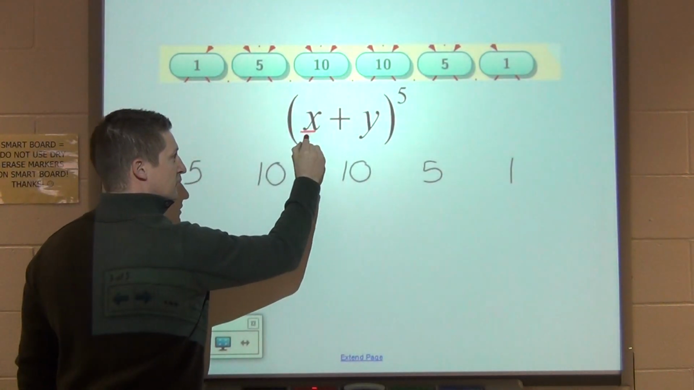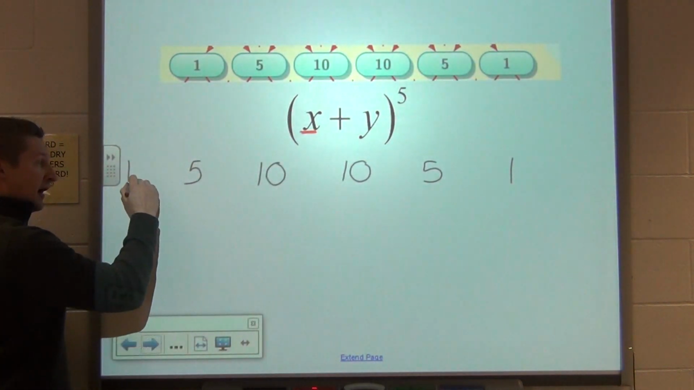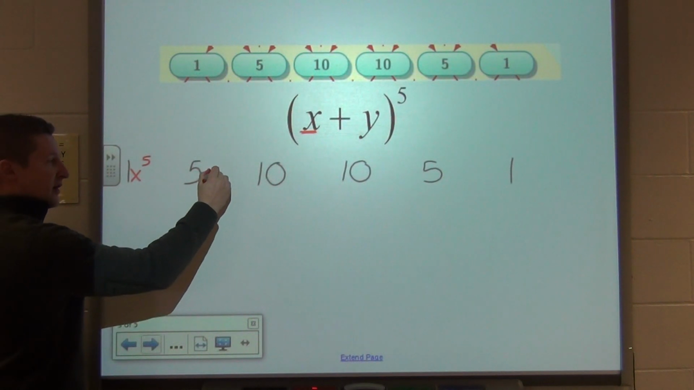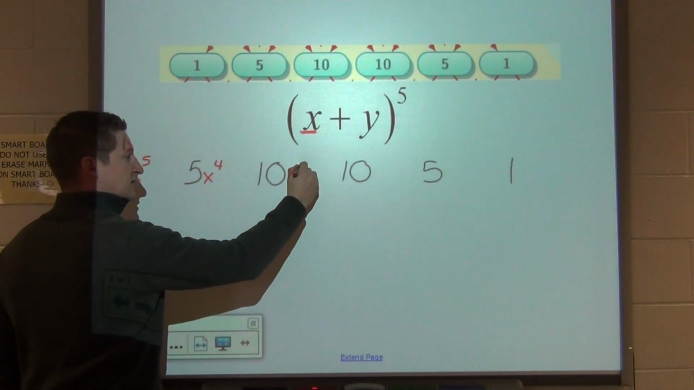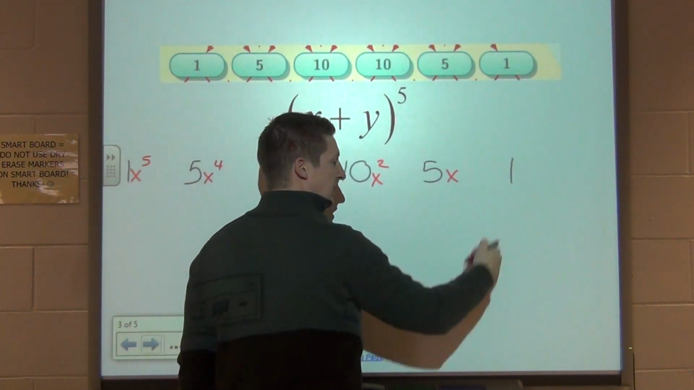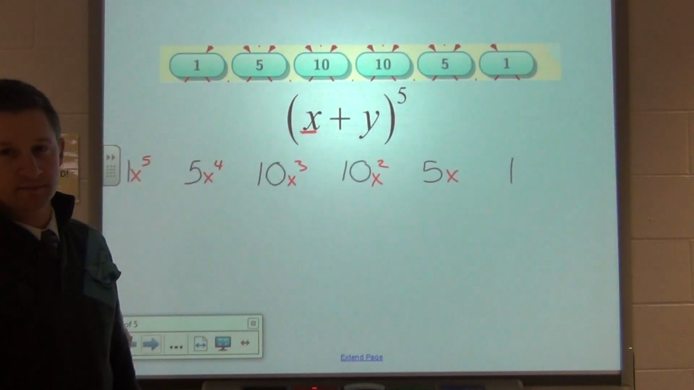I take the first term, x, and I'm going to start with x to the 5th power. The next term, I'll have x to the 4th. The next term, x cubed. The next, x squared. The next, x to the 1st. And finally, x to the 0 power, which is 1.